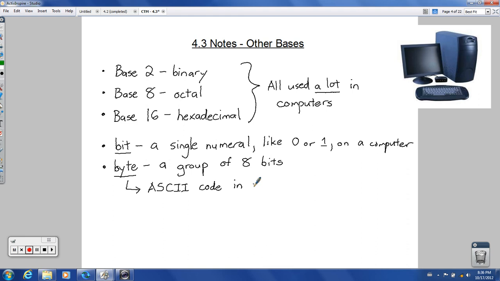So ASCII code in computers represents each character as a byte.